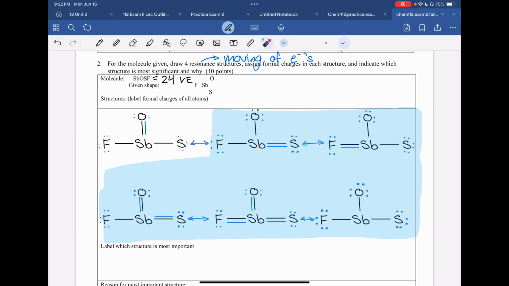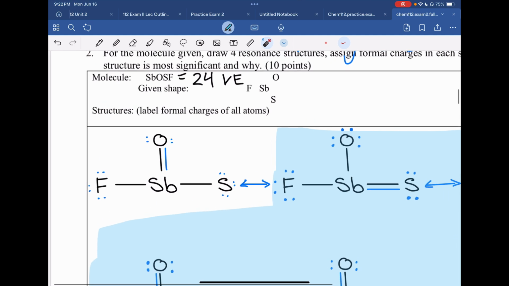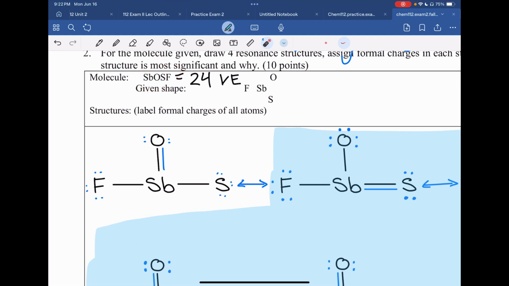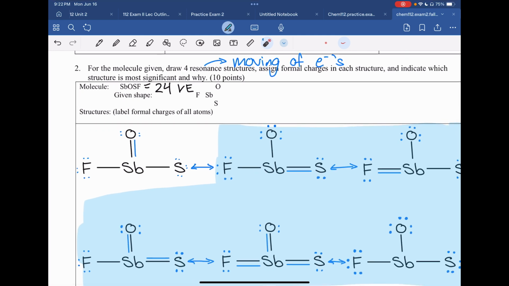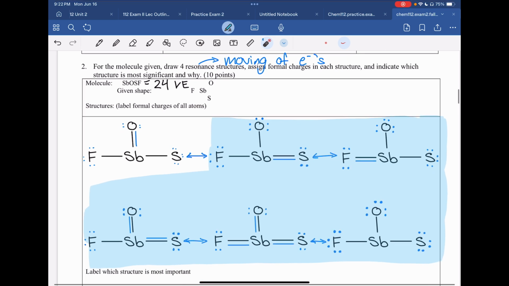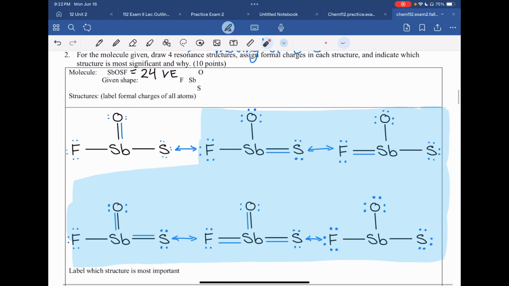Okay, let's dissect this. So there's a couple of things about resonance. There's 2 most crucial ways, okay? If your molecule is neutral, right? It's not an ion. It must end neutral. This is crucial, okay? This is how to check your work, see if you're doing things correctly, okay? And then there's one other important thing.